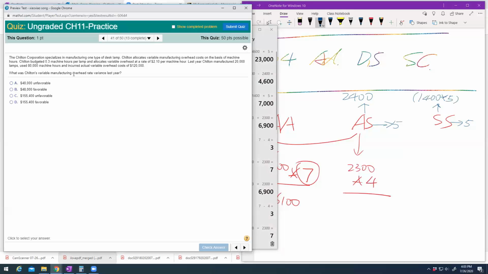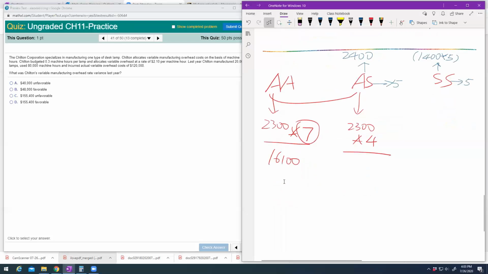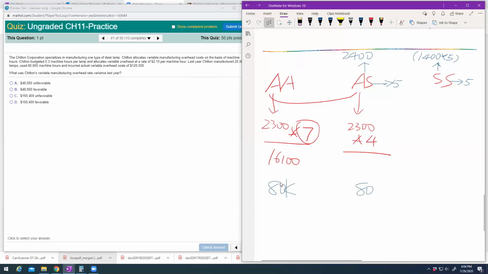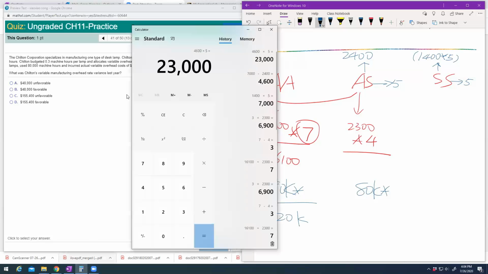Next one, asking about the rate variance. Still rate variance. I'm not going to do the numbers, but let's look at it together. You manufacture desk lamps, and then you allocate on the basis of machine hours. Now, okay, budget is this, and then allocate variable overhead at this. Okay, you manufacture 2,000 units. Machine hours we actually used 80,000. So total is 120,000, but it's over 80,000.